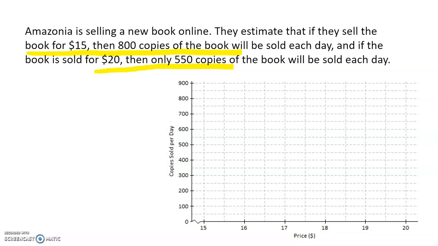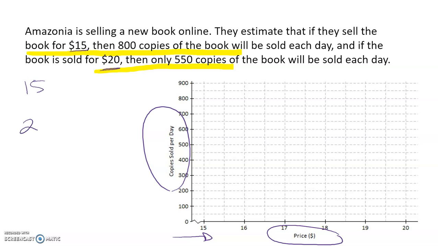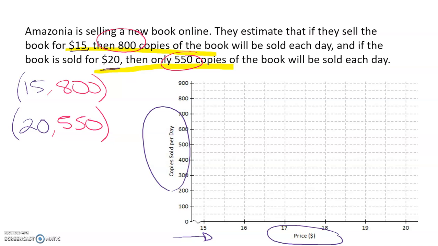We can have a look at the graph. It gives us a little bit of a hint. Here we have price down the bottom and copies sold per day. $15 and $20 are both prices, therefore they represent numbers on this x-axis. So we could write them both down as a value of x. And the corresponding y values would be 800 and 550. So that means we now have two ordered pairs that we can plot on our grid. One at 15 and 800 up here, and one at 20 and 550 over here.